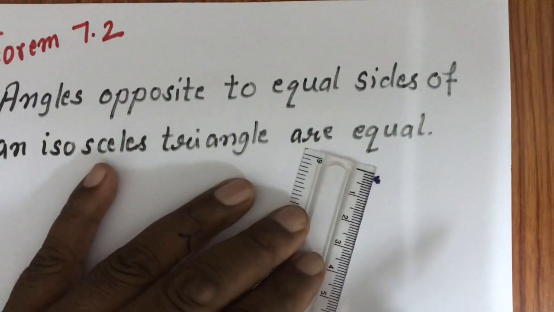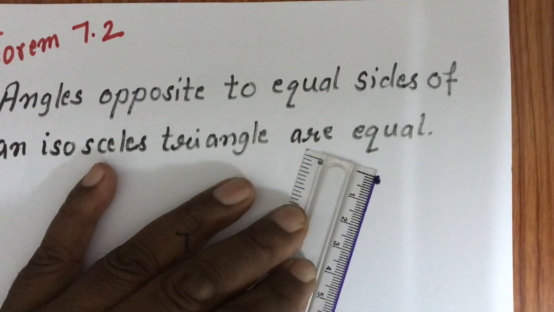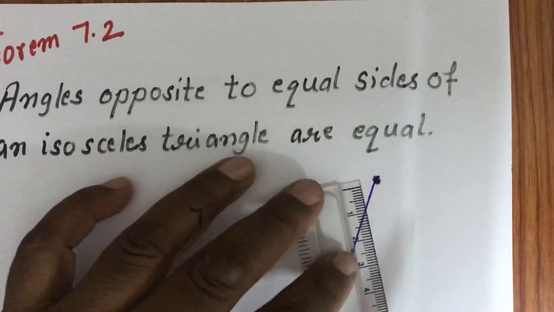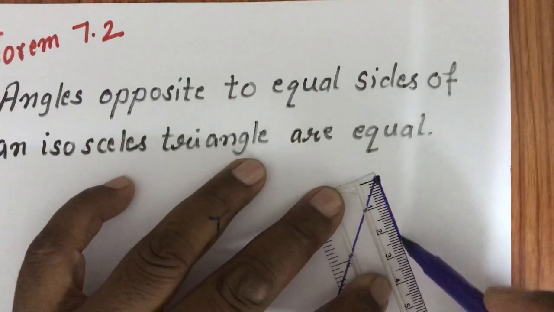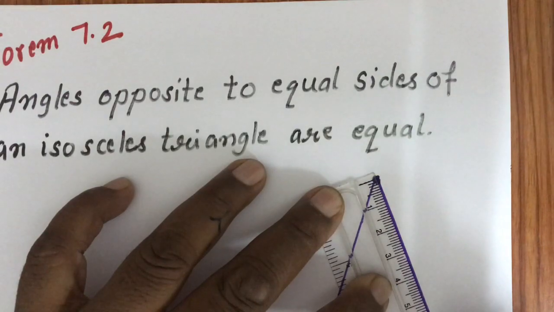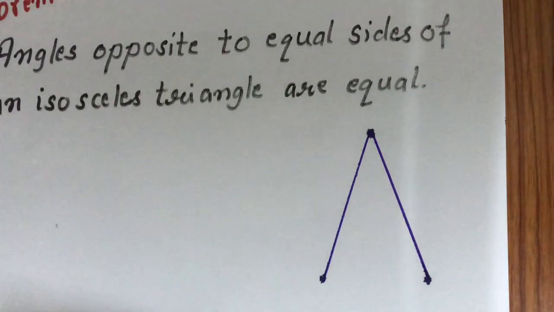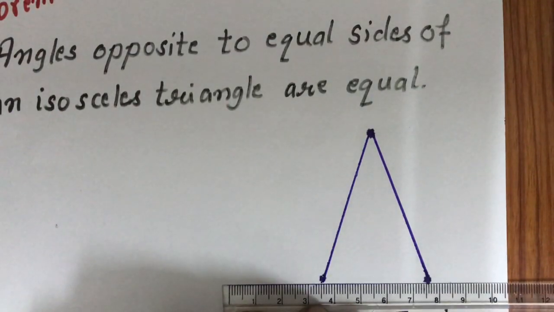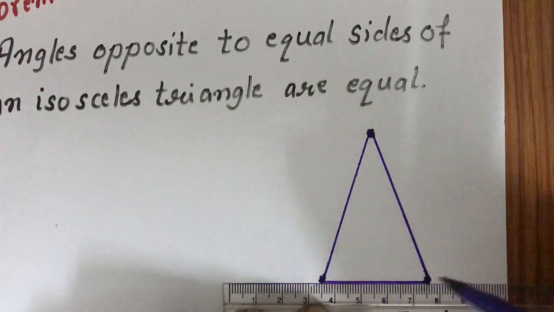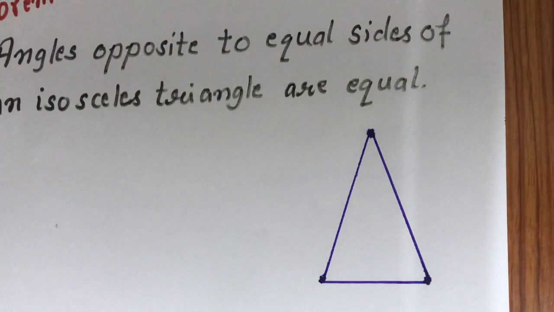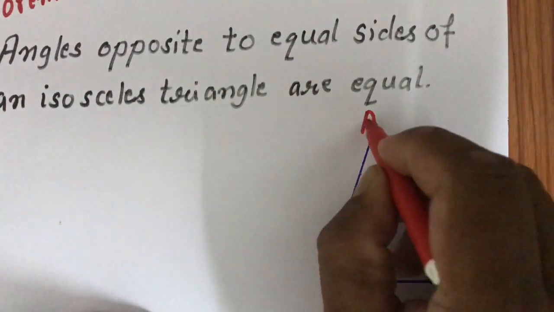Here I am going to draw an isosceles triangle of two equal sides as 6 centimeter. I have drawn two equal sides of length 6 centimeter. Now complete the triangle by drawing the third line. So this is an isosceles triangle. Name this triangle as ABC.